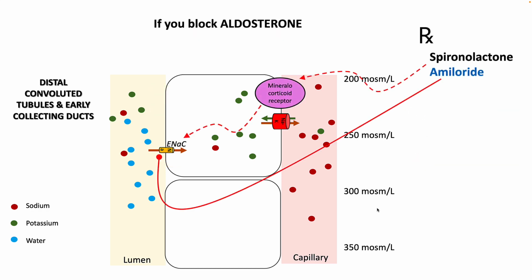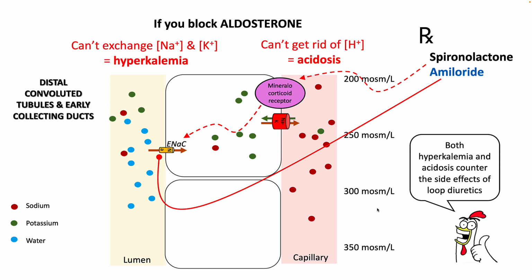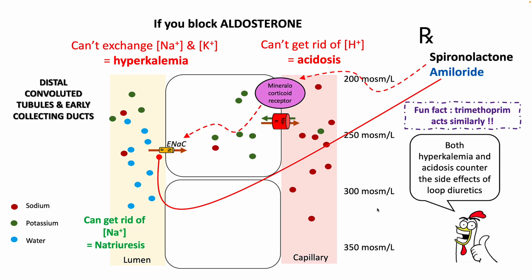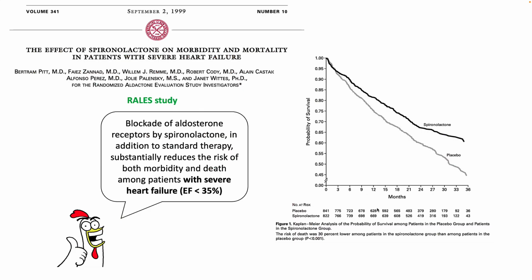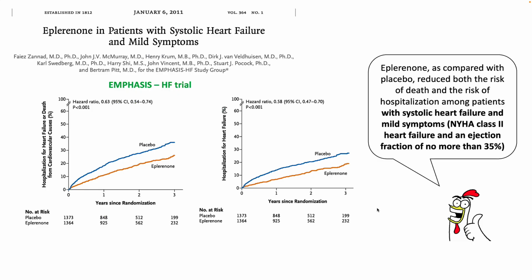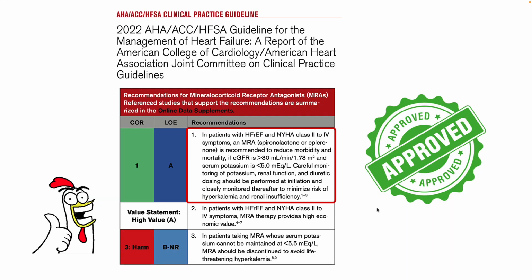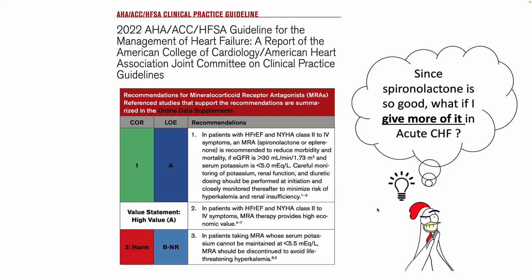When you block this channel with spironolactone, you cannot exchange sodium and potassium, so you get hyperkalemia, and since you cannot get rid of hydrogen ion, you get acidosis, but you do lose sodium ions. Trimethoprim acts similarly by blocking this channel, so you can see hyperkalemia when you take this antibiotic. The RALES study and the EMPHASIS-HF trial have shown improved morbidity and mortality in patients with heart failure with reduced EF less than 35% and NYHA class 2 to 4.